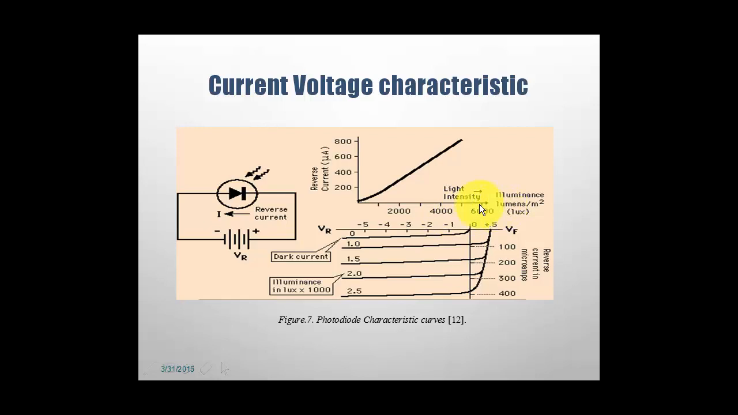So the reverse current which is produced is directly proportional to the luminance. You can see this one is a linear graph, which means as the light intensity is increased, the reverse current will be increased.